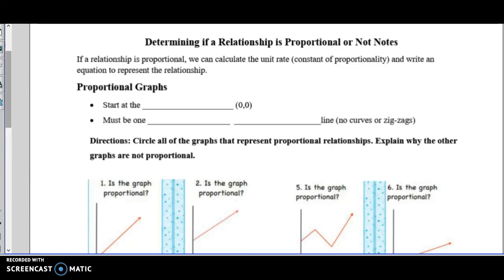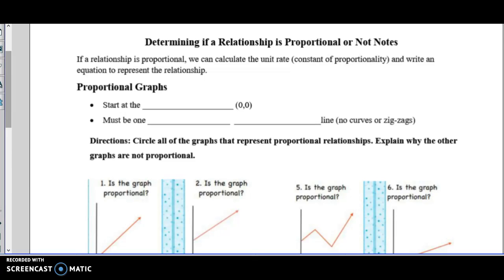In this lesson, we will learn to determine if a relationship is proportional. Prior to Christmas break, we were solving proportions, and we were trying to calculate the unit rate or the concept of proportionality from tables and graphs, and we were also writing equations that represented proportional relationships. And so we're going to use that knowledge to now determine if a relationship is proportional.